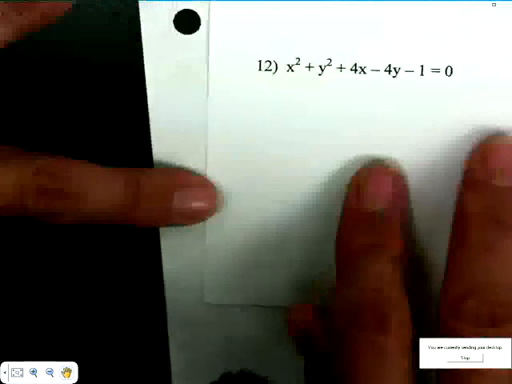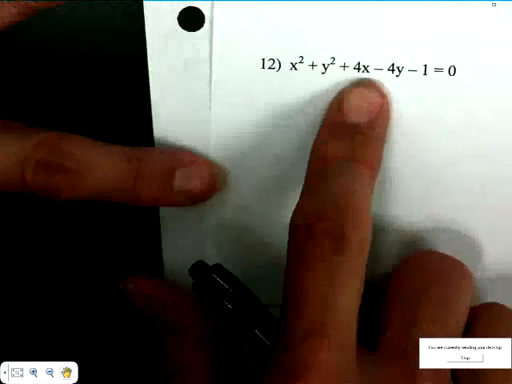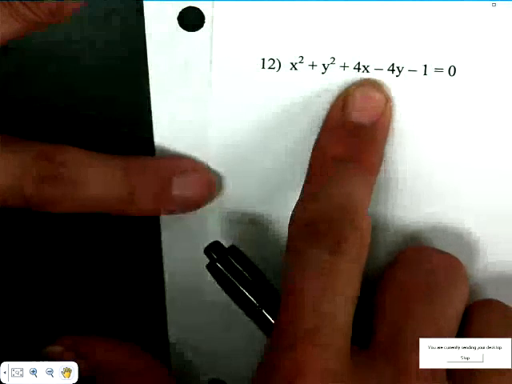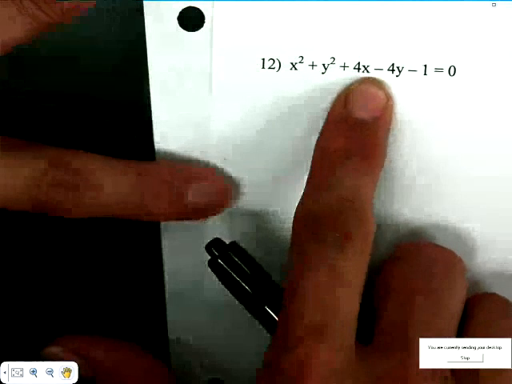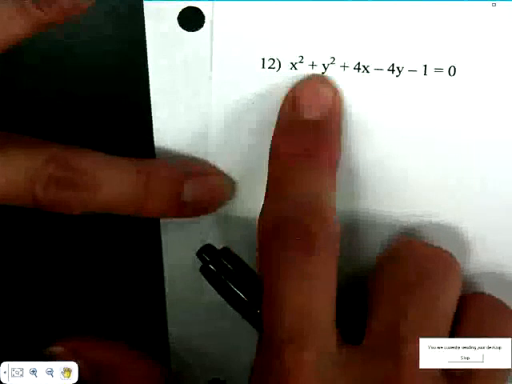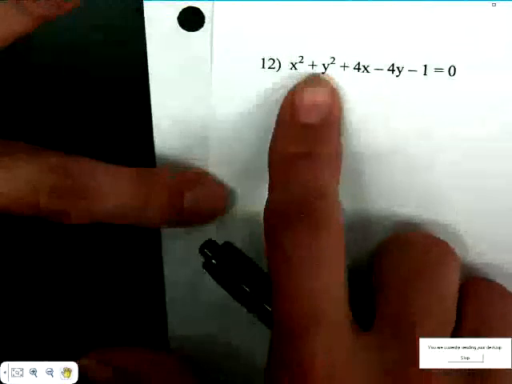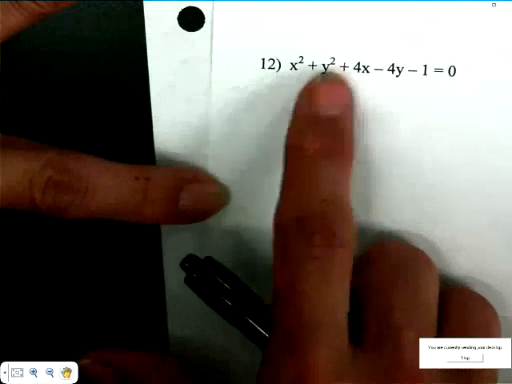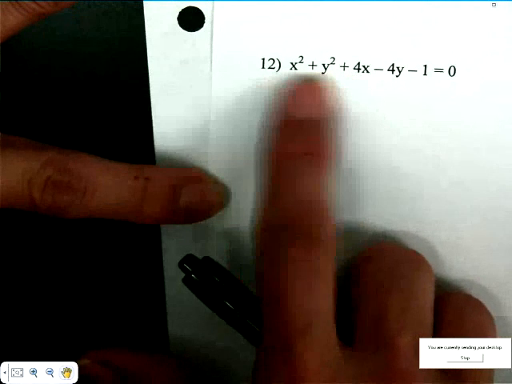And then number 12, can't be a parabola because both variables are squared. Can't be a hyperbola because the x squared and y squared both have positive coefficients. What is it? Circle because both square terms have the same positive coefficient.